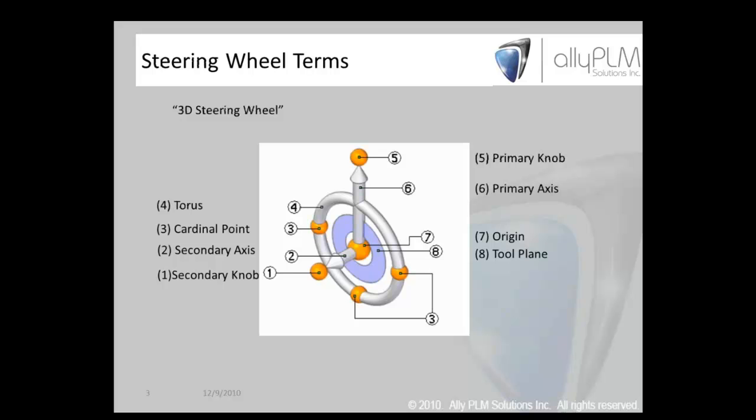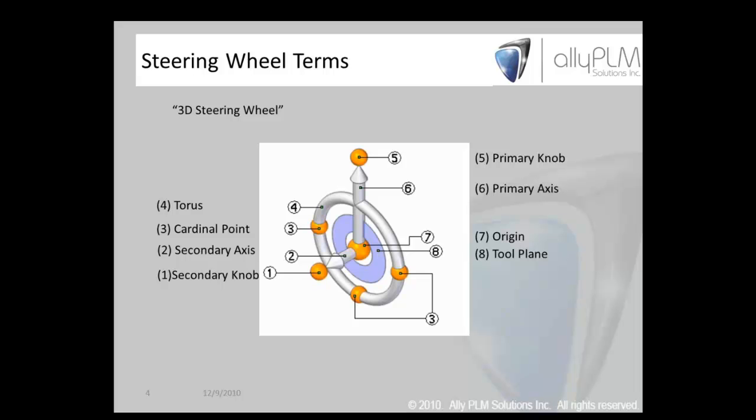This is a screenshot of the 3D steering wheel. And you're going to see we have our primary axis. This is a longer axis pointing straight up and down. And on the end of that is the primary knob. At the center is the origin. So the origin is really the base definition of the steering wheel. That's going to be our from location during moves, and that's going to be your base reference and also how the steering wheel is docked.